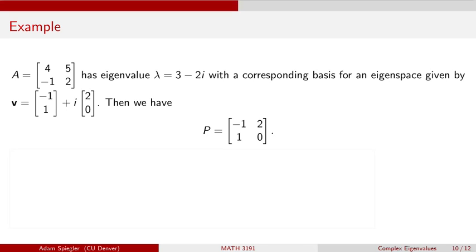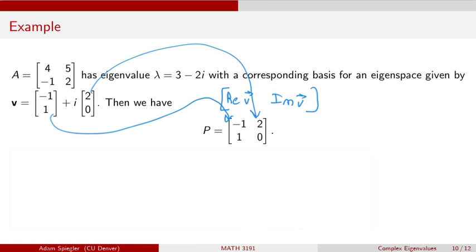So this tells me that this matrix P, which has two columns, the first being the real part of this vector, and the second being the imaginary part of that vector. So the real part is (-1, 1). That becomes our first column. And then the imaginary part, which is the vector (2, 0), that becomes our second column.